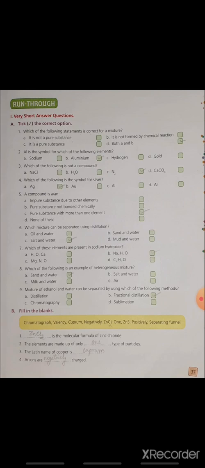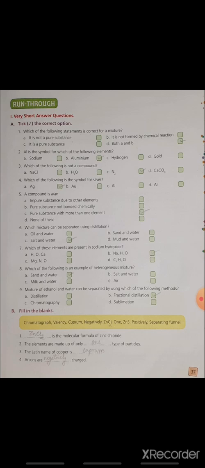Now we will explain the fill in the blanks. Here you can see the answers which are given. ZnCl is given. Please change that one and make it ZnCl2. Now the first question: dash is the molecular formula of zinc chloride. So the answer is ZnCl2. Elements are made up of only one type of particles. The Latin name of copper is cuprum.